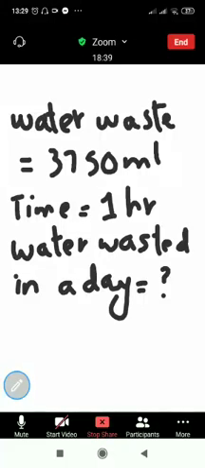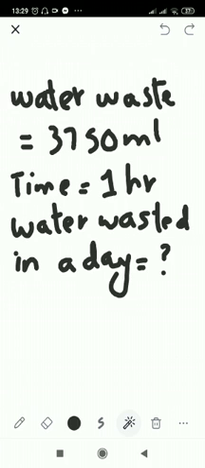Now here we are going to start word problems. Number 1: A leaking tap wastes 3750 ml of water in 1 hour. The water wasted in 1 hour is how much? 3750 ml of water is wasted in 1 hour. What is the question? How much water is wasted in a day?